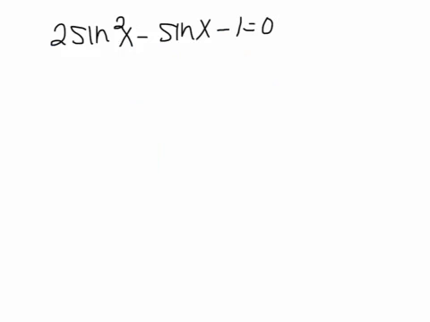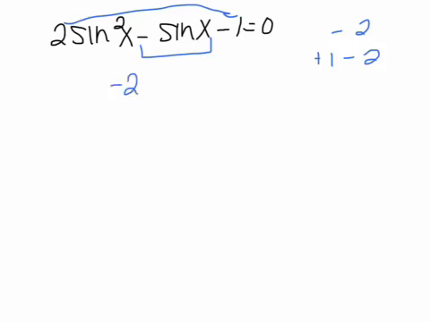Next problem, I'm going to factor. So the first thing I'm going to do is multiply a times c, so I have negative 2. My factors of negative 2 are 1 and 2. So I'm going to change this into negative 2 sine x and positive 1 sine x, because when I combine that, I get a negative sine x. And I'll bring everything else down.